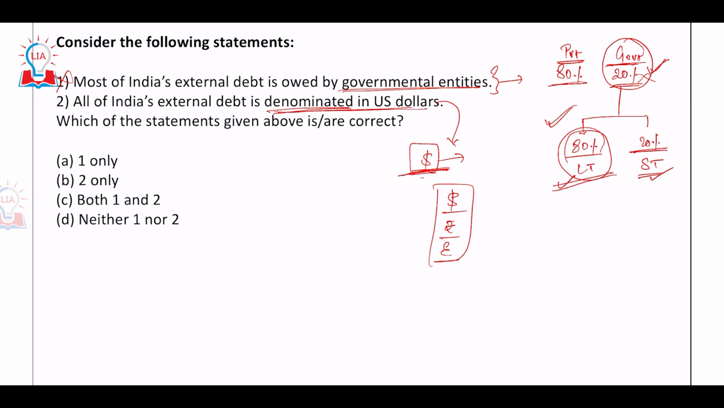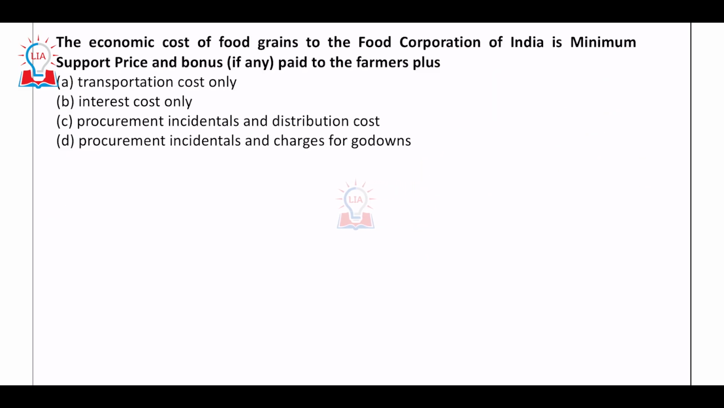So the maximum debt we have is in dollars, and the second highest debt we have externally is in terms of rupees. So all of India's external debt is denominated in US dollars? No, right? Majority of the external debt is denominated in US dollars. That is right. So instead of all, if it was majority, then the statement would have been right. So as of now, the statement is wrong. So answer is D, neither one nor two.